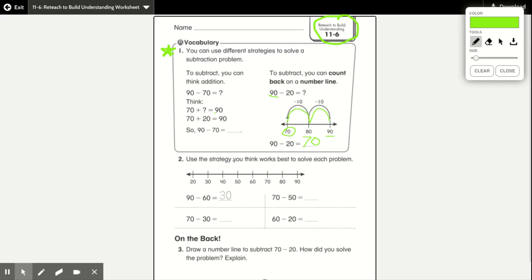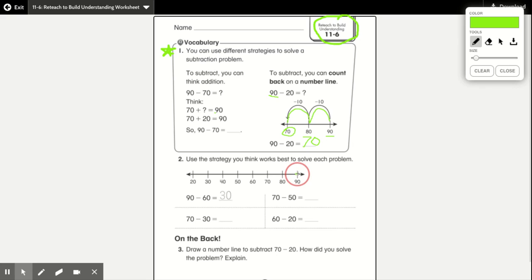All right, let's take a look at number 2. Use the strategy you think works best to solve each problem. Okay, so now let's see if they got this answer correct. It says 90 minus 60 equals 30. All right, I'm going to use a number line here. You don't need to use the number line. You can use any strategy that you like, but I'll use it for this problem. So 90 minus 60 equals 30.